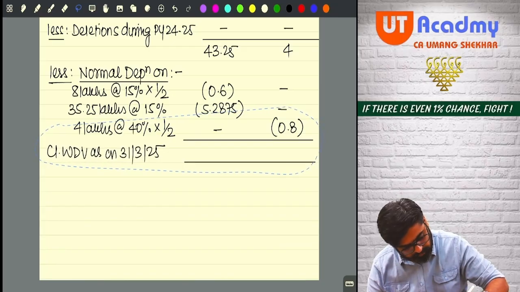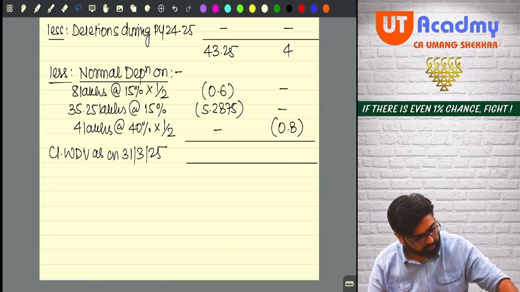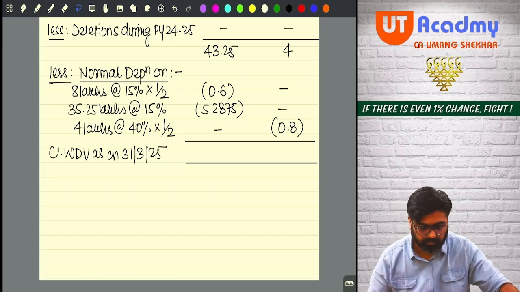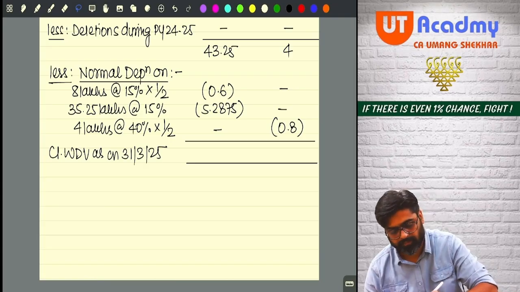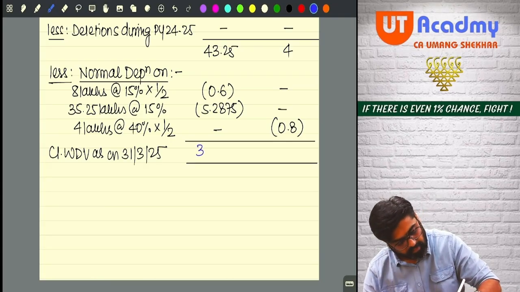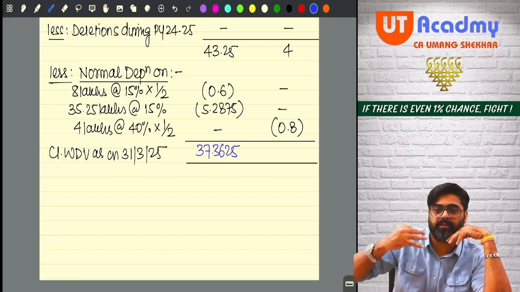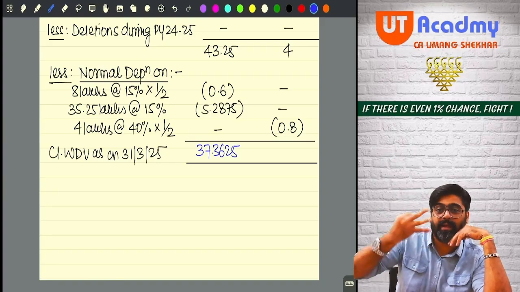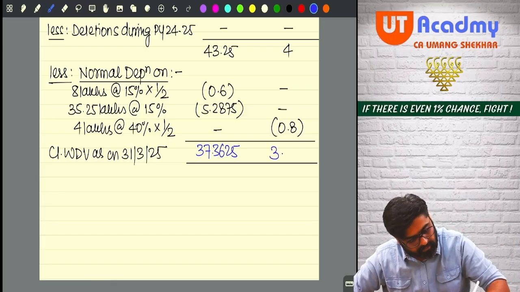Calculate the amounts. 43.25 minus 0.6 minus 5.2875 will be 37.3625. Did you see? 3 lakh increased. Why that 3 lakh? Additional depreciation was not claimed. And here it will remain same.